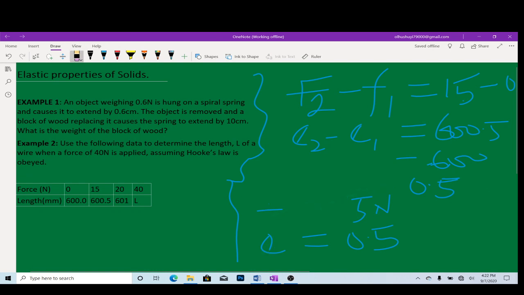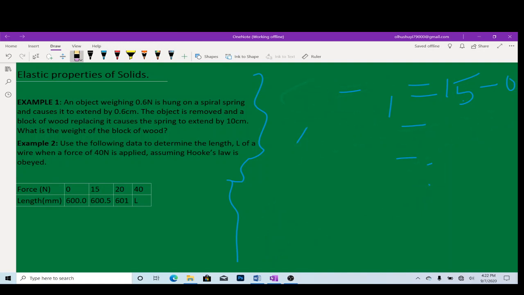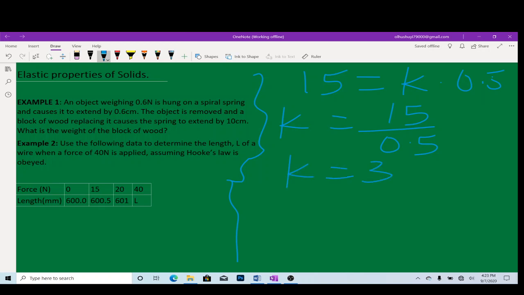Now let's quickly go. I already have force is 15, the extension is 0.5, so I can get my constant. Now we use it to solve for other lengths. It's as simple as that. So I have 15 equal to K times 0.5. So K is equal to 15 divided by 0.5. What is 15 divided by 0.5? You have 30. So my constant is equal to 30.